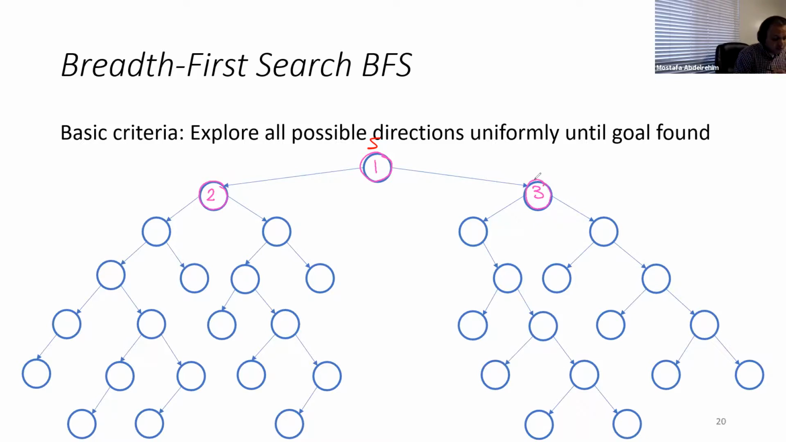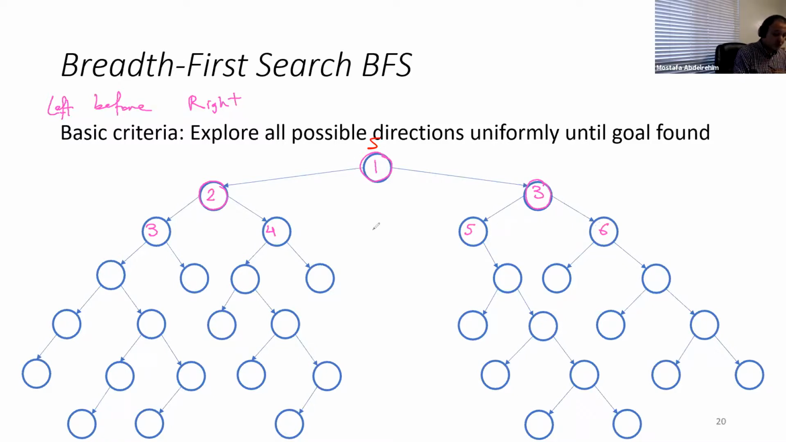Then we go 1 step forward, assuming always that left is before right. You can do the opposite, right before left. So we have 2 possibilities, 2 and 3. I will start with the left, which is 2. Then 2 has 2 other options, 3 and 4. Then, to make a uniform search, we go to the other option I started from in 1.